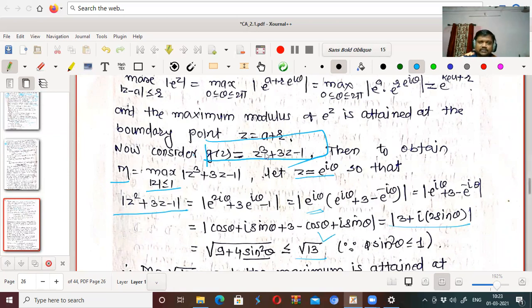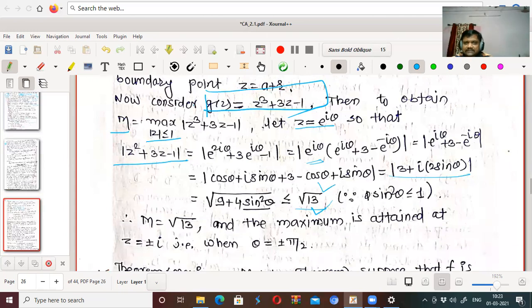In this way we can obtain the maximum value. If I directly put mod z equal to 1, then you get 1 plus 3 plus 1, you will get 5 only. And 5 is not the maximum value. That can be found by using this concept. So square root of 13 is the maximum modulus value of z square plus 3z minus 1 in the disk mod z less than or equal to 1.